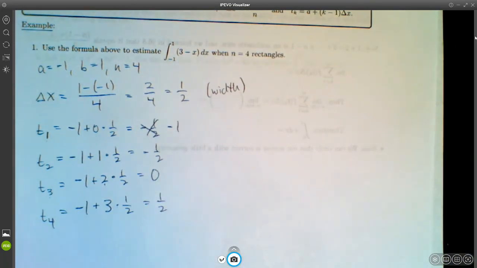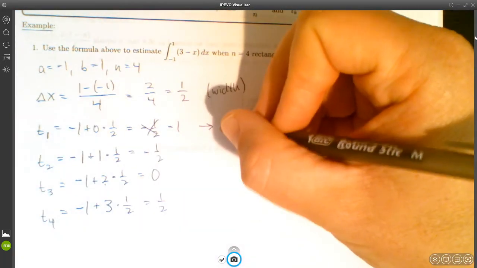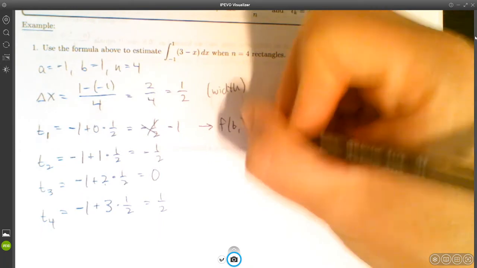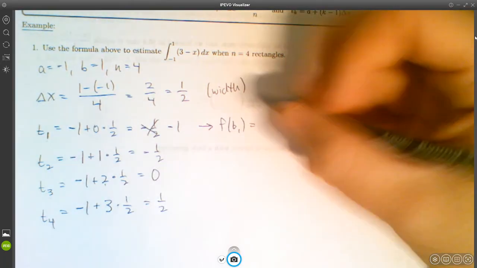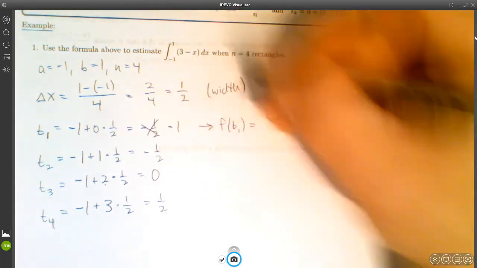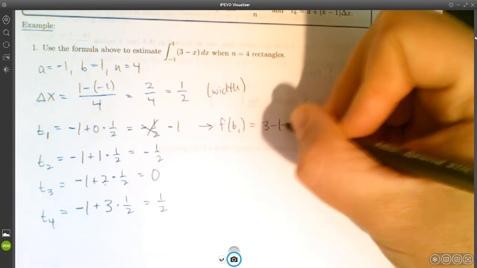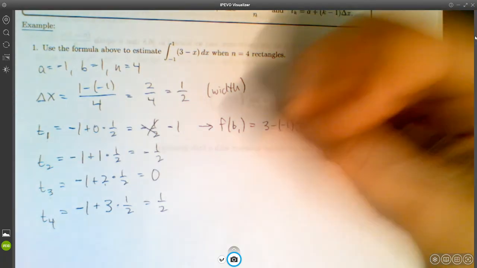So now what are the corresponding heights, right? So the height of the first rectangle, f of t1, that's going to be f of negative 1. That's 3 minus negative 1. So that's 3 plus 1, which is 4.